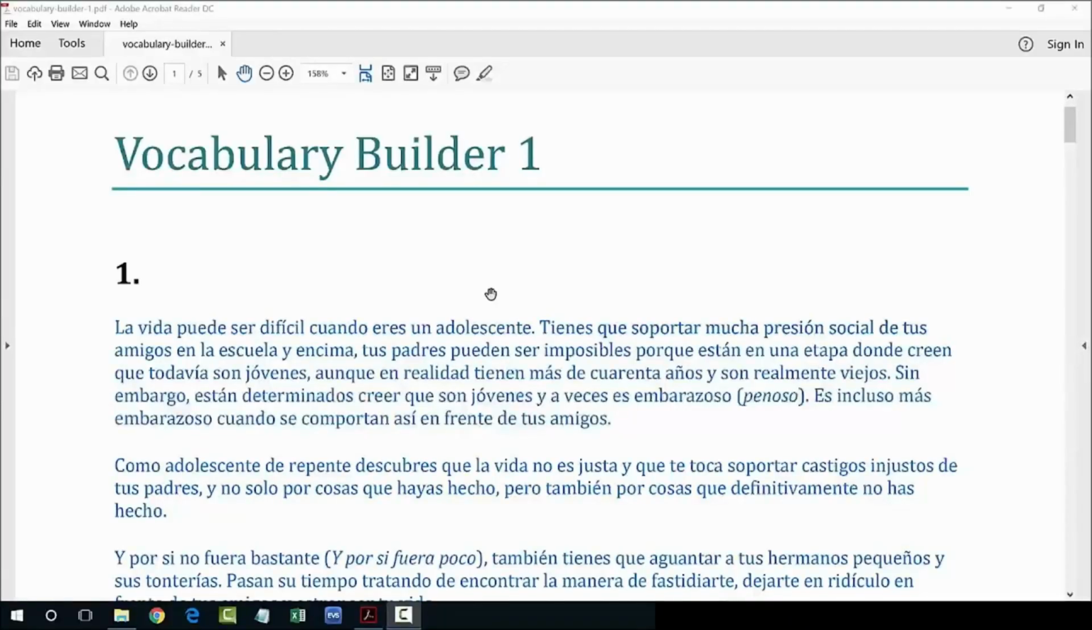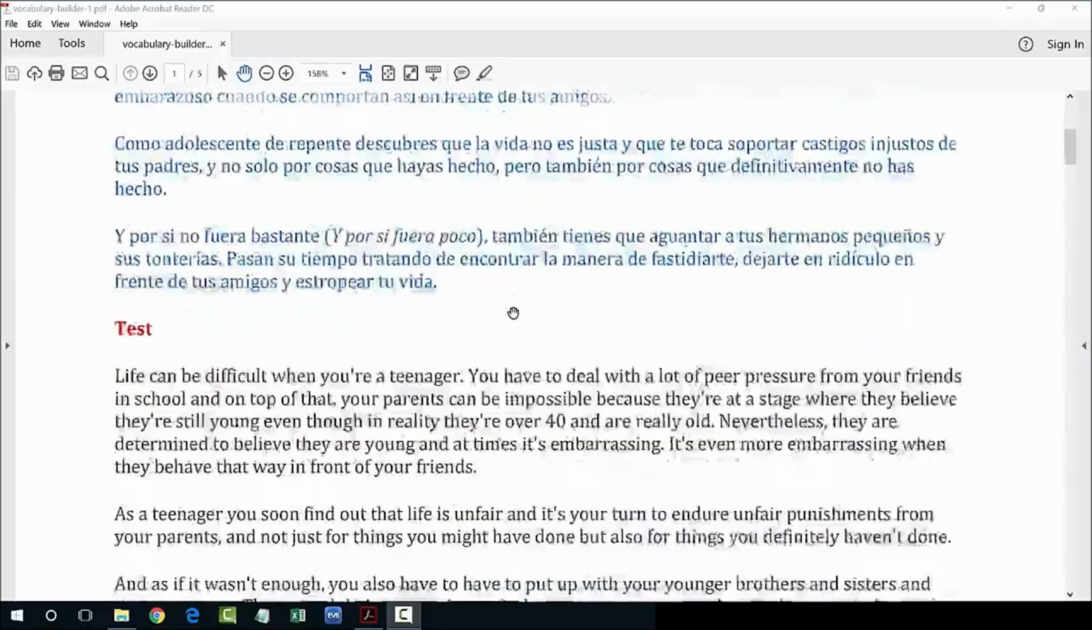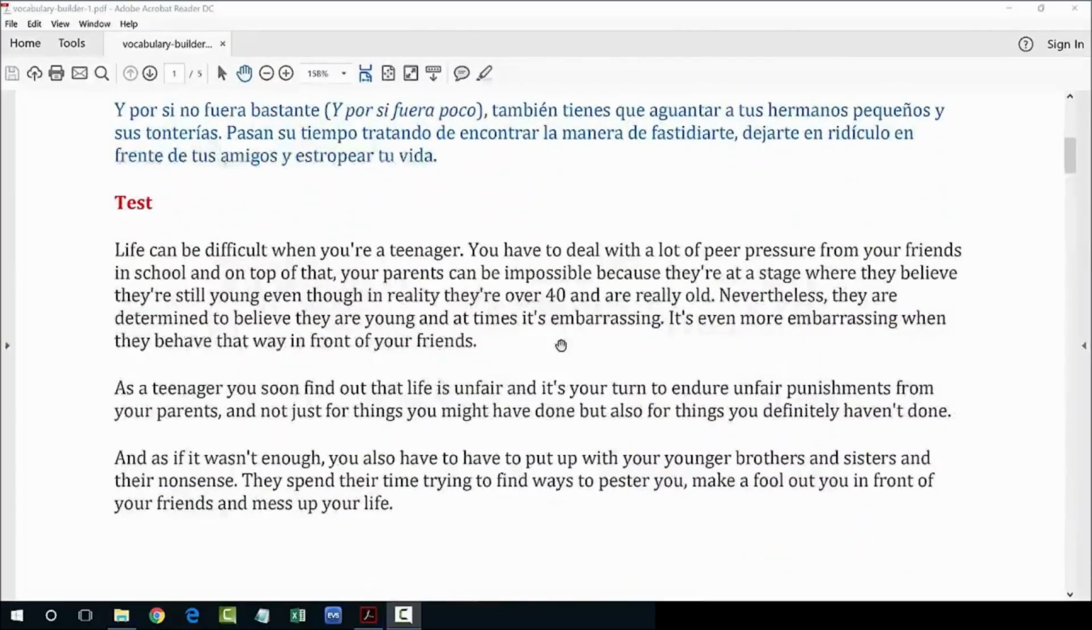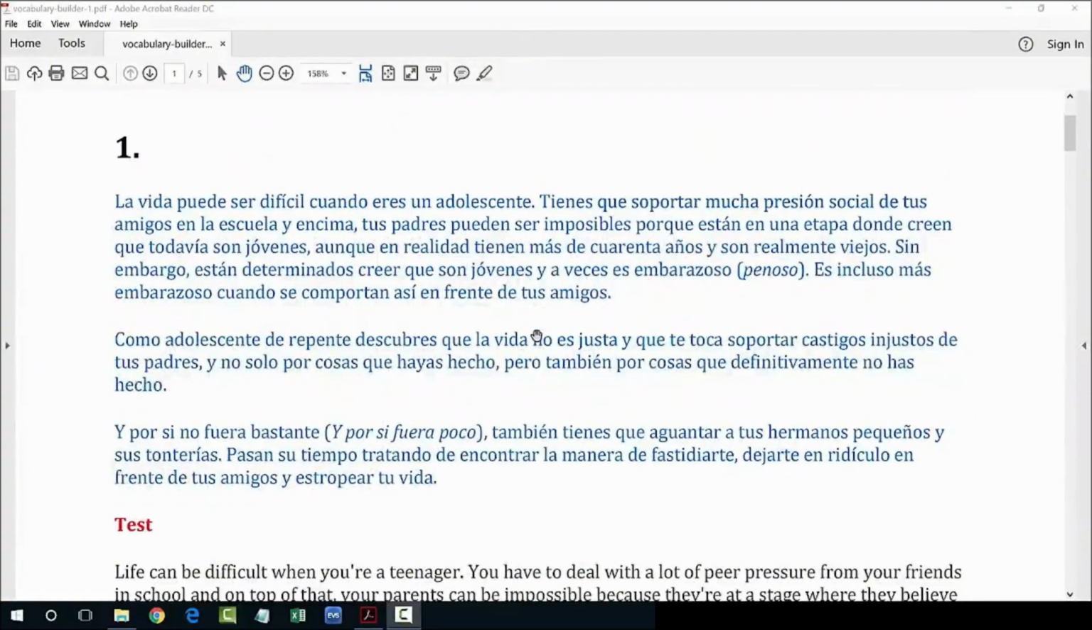Here we are inside of Vocabulary Builder 1. This is the PDF that I would like you to download. You can see in blue we have the Spanish text, and below that we have a direct translation in English. So let's go through this first one here and see what kind of useful phrases and vocabulary we can extract from it.